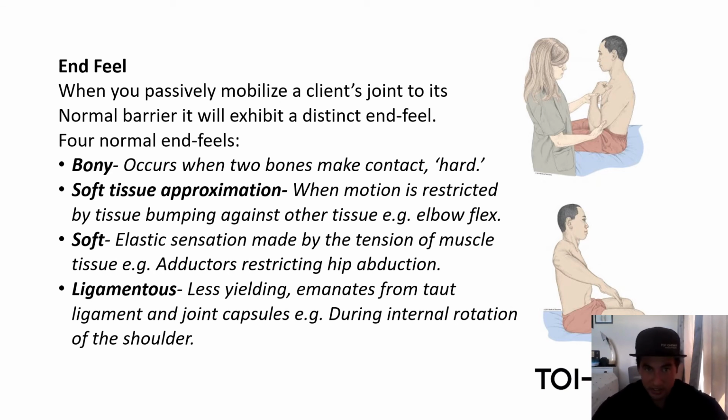End-feel is when you passively mobilize a client's joint to its normal barrier, and you'll have a feeling of what that end-feel is like. So normal end-feels are bony end-feels, when bones make contact, hard; soft tissue approximation. Think of this as your biceps getting in the way of your elbow flexion when you're showing off your guns, the physical structure of those muscles getting in the way. Soft elastic sensation made by tension of muscle tissue, so antagonist muscles are resisting end range through their own limit and stretch, and then ligaments yielding some restrictions because that's their job.